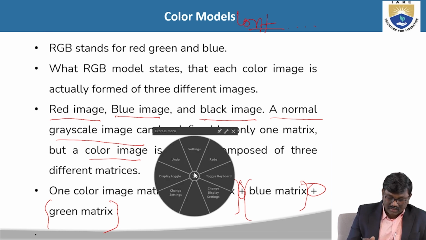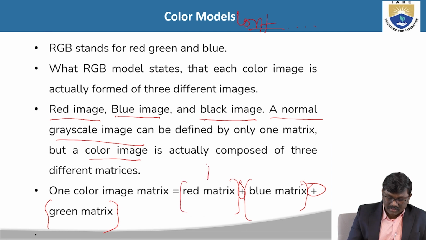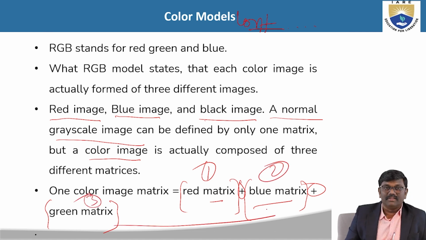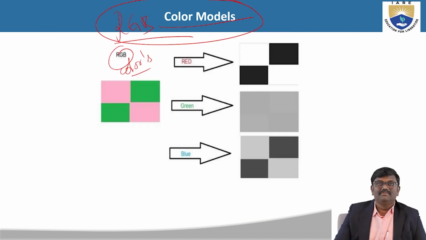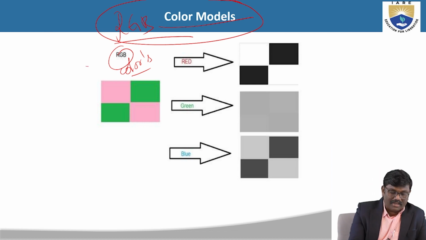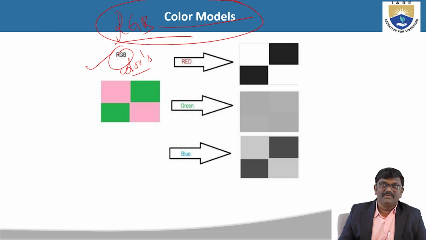One is concentrating on red color, another one is blue color, and the third one is green. By mixing together, by adding together, we will form your required color. See here, your color is here. That is the RGB color. We are mixing together.